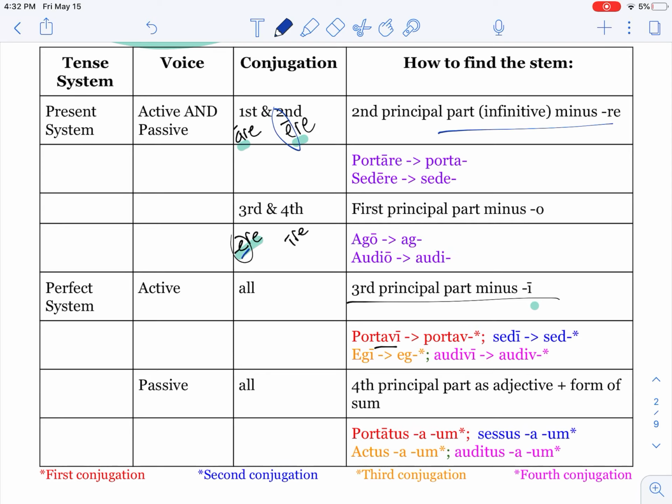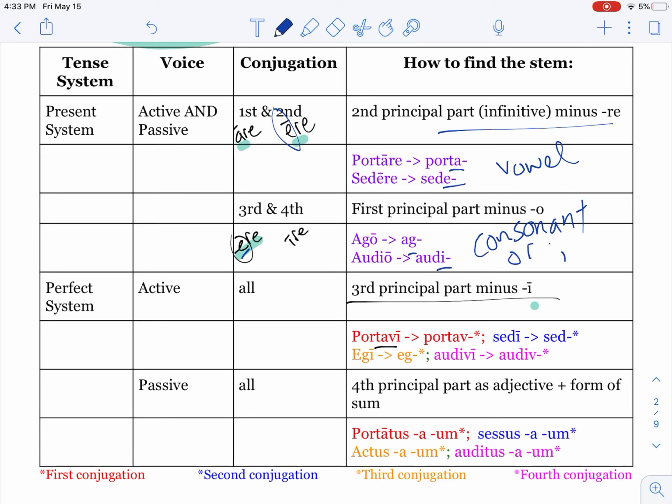You'll note that if it's first or second conjugation, the stem ends in a vowel, and for third or fourth conjugation, the stem will end in either a consonant or an i. So that's an important thing to remember, consonant, because that can really affect you.